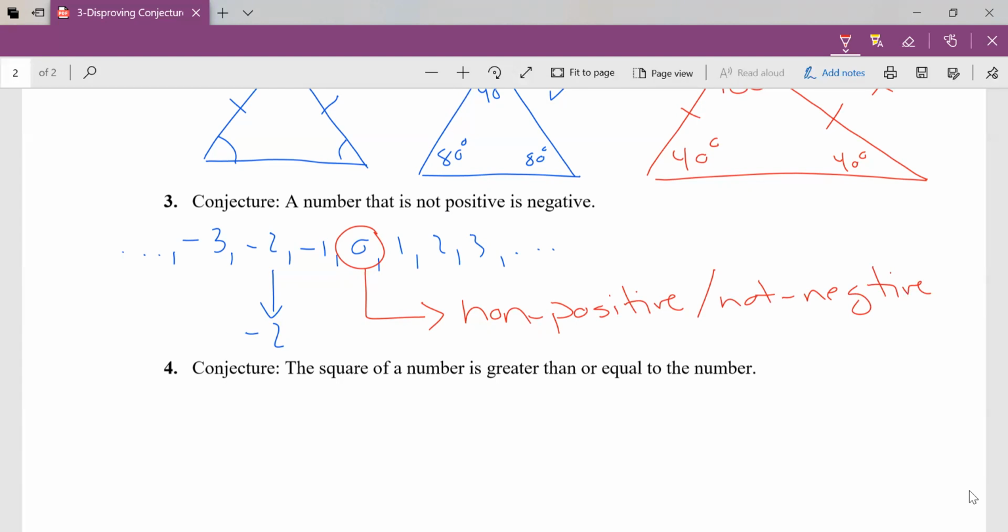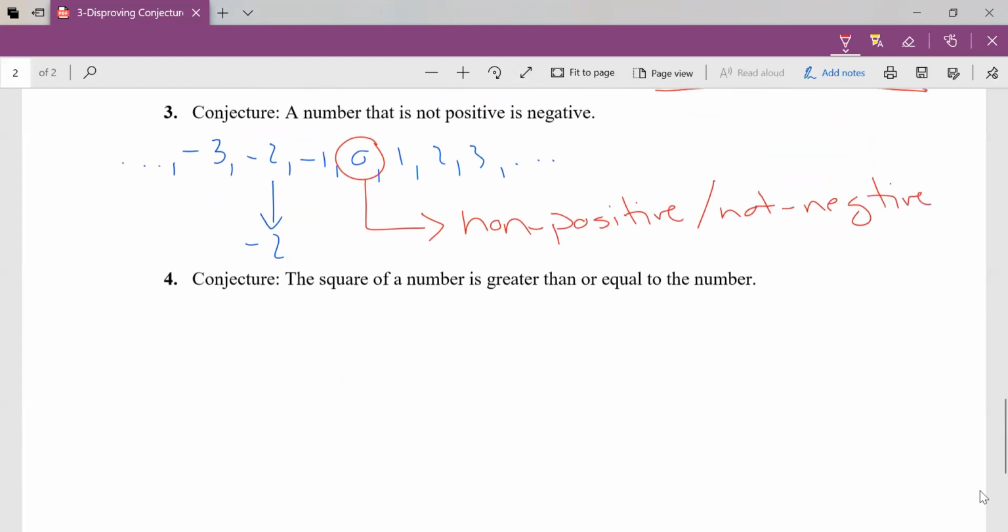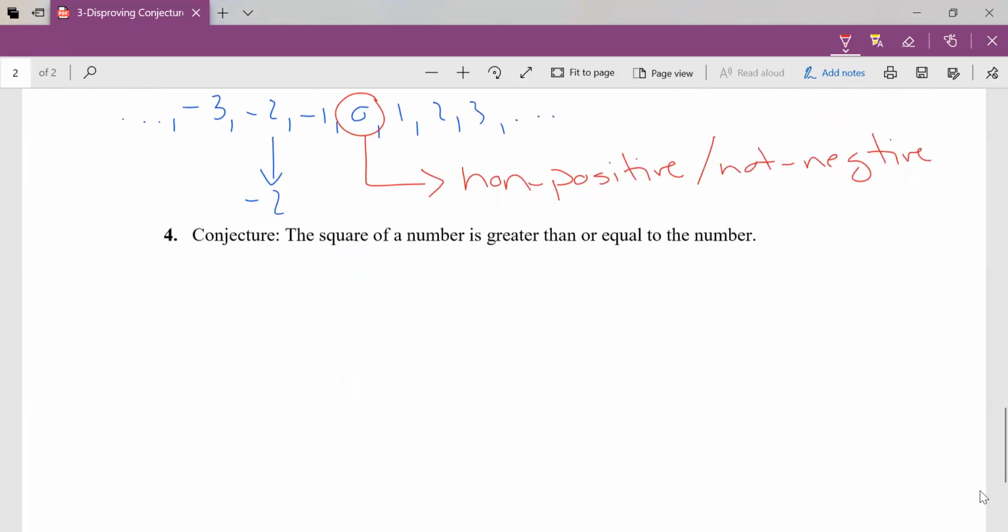Okay, let's try one more, friends. Always look for 0 in those types of questions. 0 pops up a lot as a counterexample. Conjecture: the square of a number is greater than or equal to the number. I'm going to pick a number, 3, and I'm going to square it. That's 9.